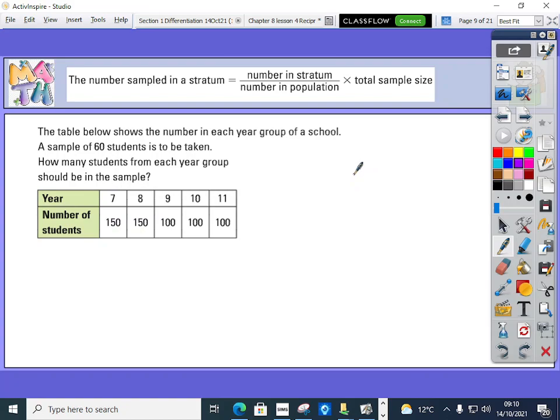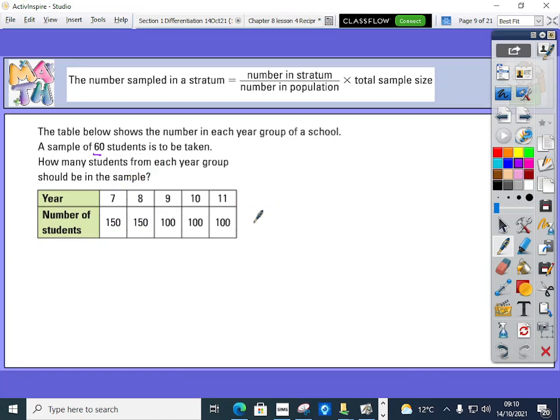So let's have a quick read of this question. The table below shows the number in each year group of a school. A sample of 60 students, I'm just going to underline that, is to be taken. How many students from each year group should be in the sample?